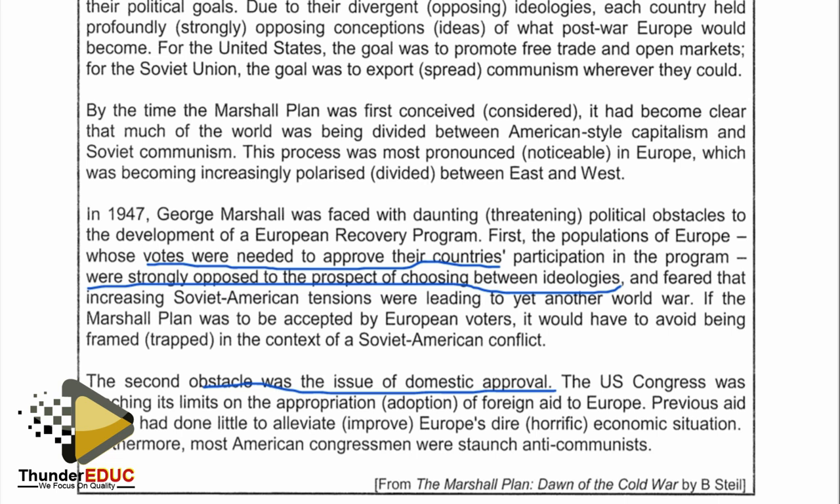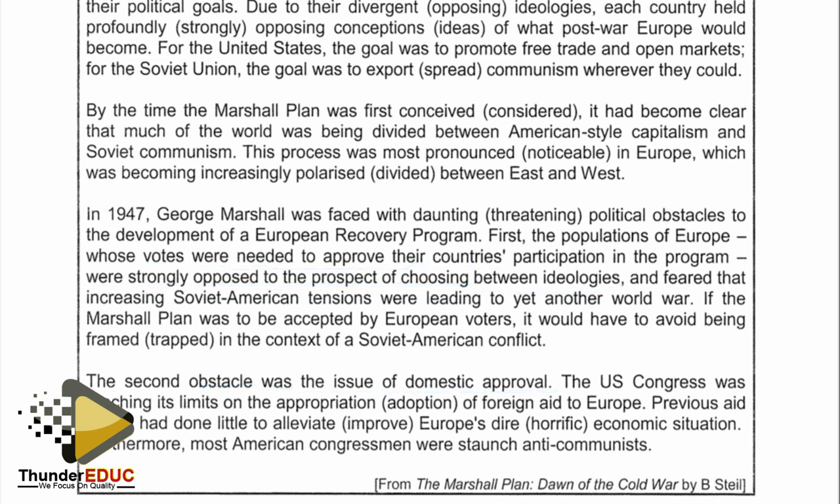So it was also a challenge that in some other countries there was not going to be approval by the domestic leaders in their very own country, and that was going to pose a challenge towards effective implementation of the Marshall Plan. Right. That is how we answer that question.